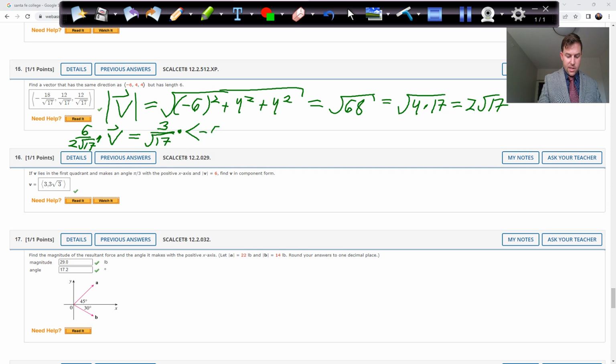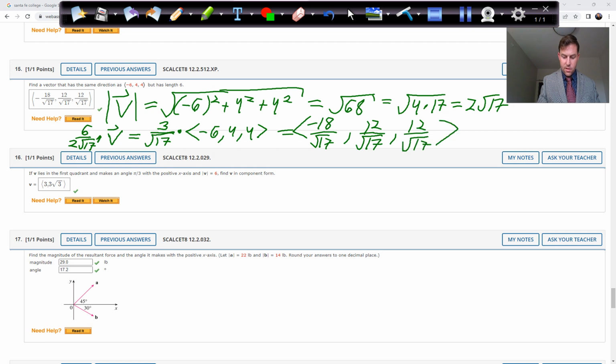So we have minus 6, 4, and 4. And so what we're going to get is minus 18 over root 17, just minus 6 times 3. 4 times 3 is 12, divided by that root 17. And then this 4 times 3 is also 12, divided by that root 17. So that would be the vector you would type in.